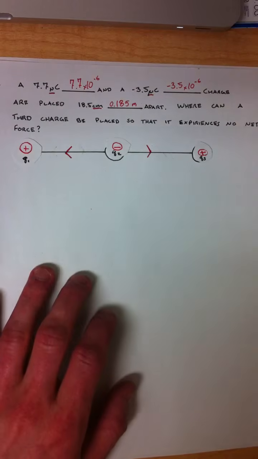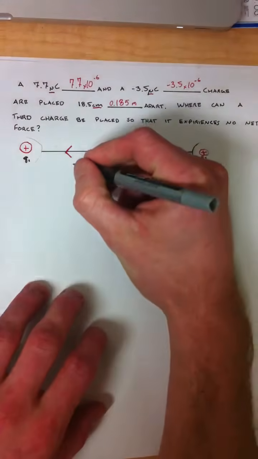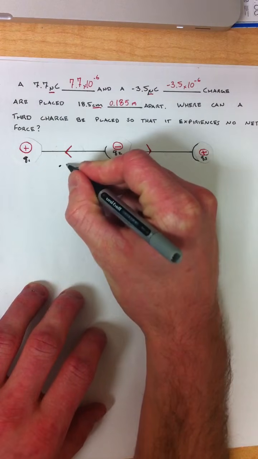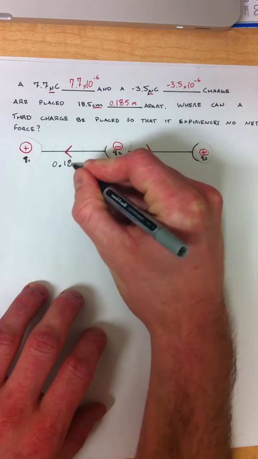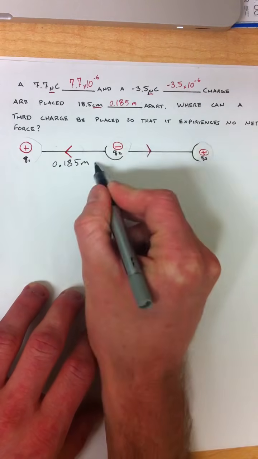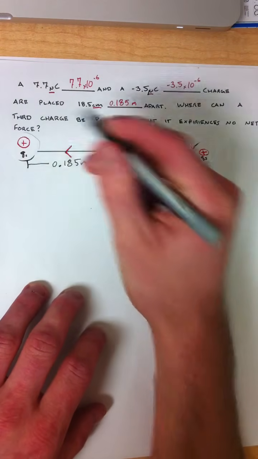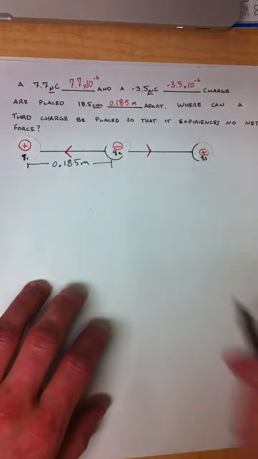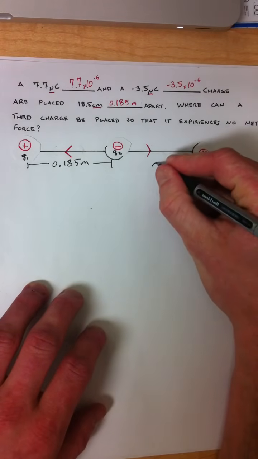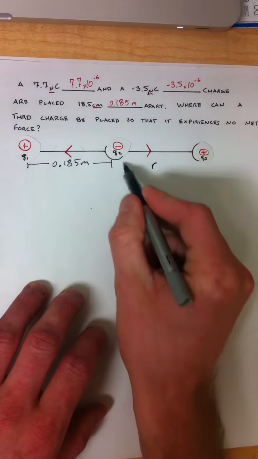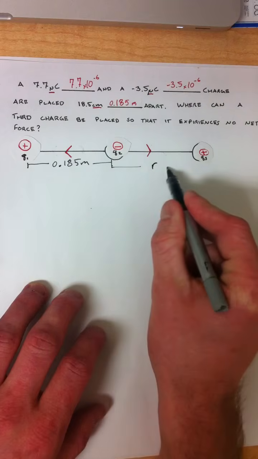So let's call this value here 0.185 meters. And we know that that's the distance between these two charges. So we'll go ahead and annotate that. And then this other distance we're just going to call some r value, which we're going to end up solving for.